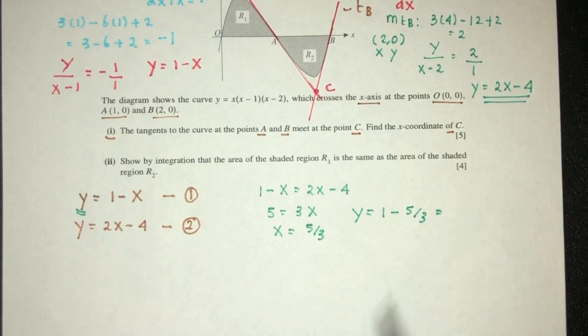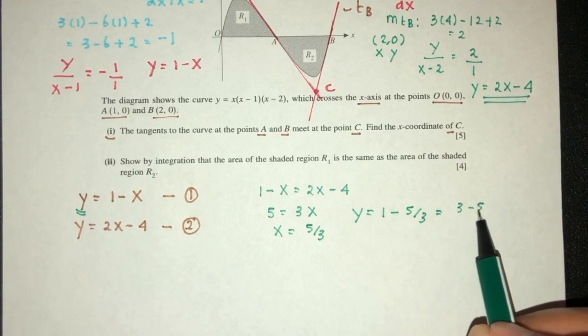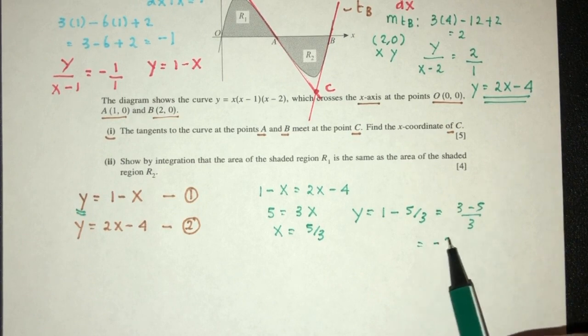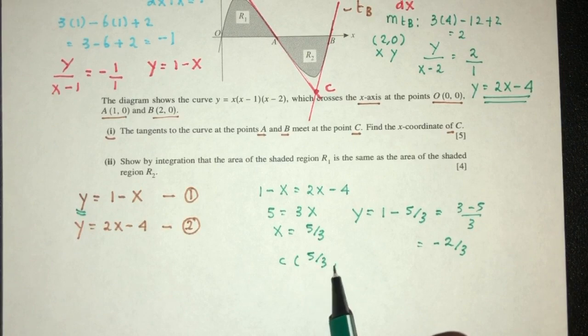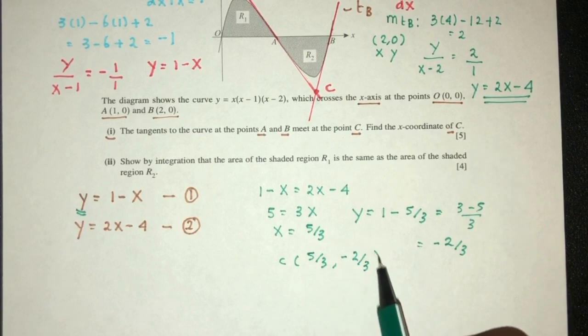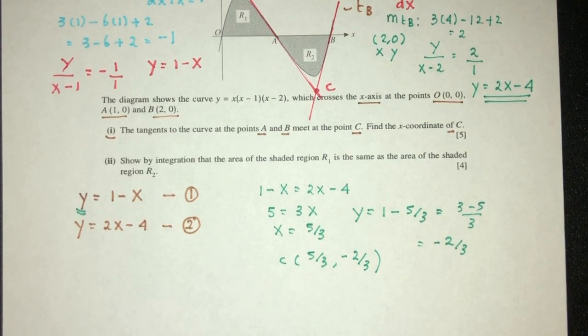That should be 3 minus 5 over 3. That should be minus 2 over 3. The point C will be 5 over 3 and minus 2 over 3. Okay, so that should be the value that we have for this point.